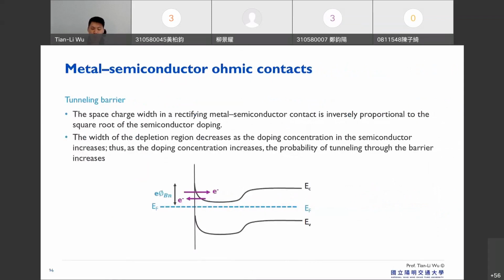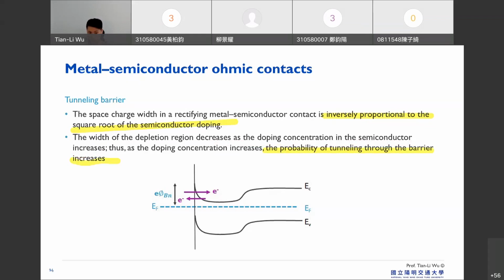There is also a special case, which we call the tunneling barrier. The space charge width of a rectifying metal-semiconductor contact is inversely proportional to the square root of the semiconductor doping. So the width of the depletion region decreases as the doping concentration in the semiconductor increases, which we already discussed before. Therefore, as the doping concentration increases, the probability of tunneling through the barrier increases.